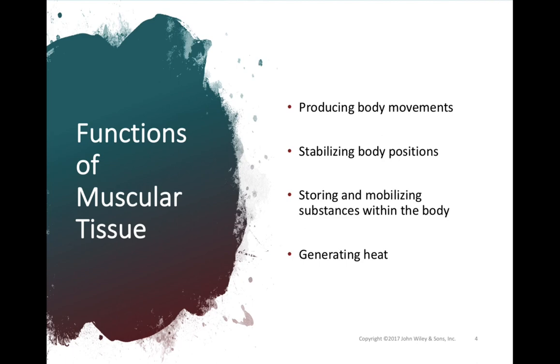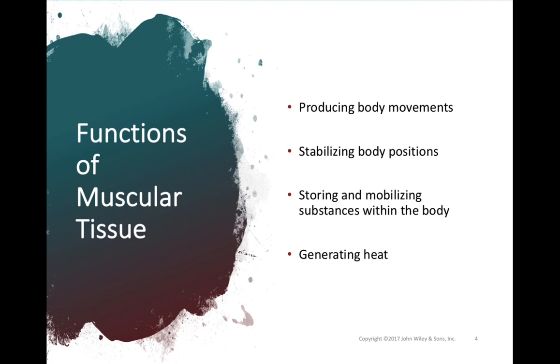Without these two systems working together, our bodies would not be able to move in the ways that they do. So the skeletal system gives us surface area for our muscles to attach to through tendons. And our muscles themselves are what do the contraction to pivot our bones in certain directions to give us these body movements and stabilize our body positions.